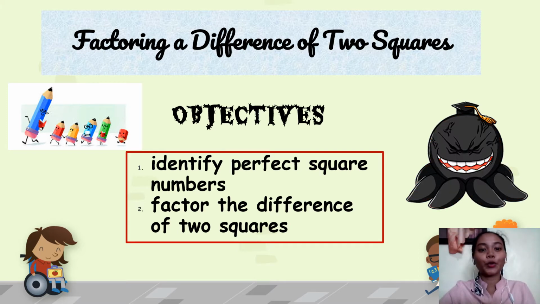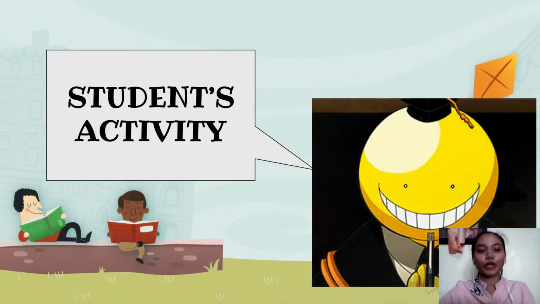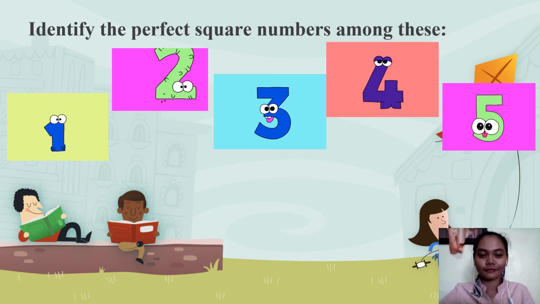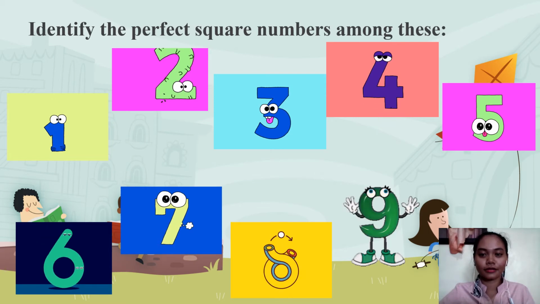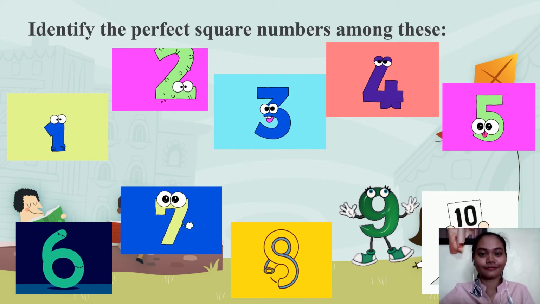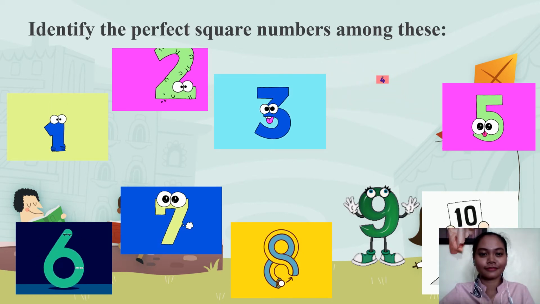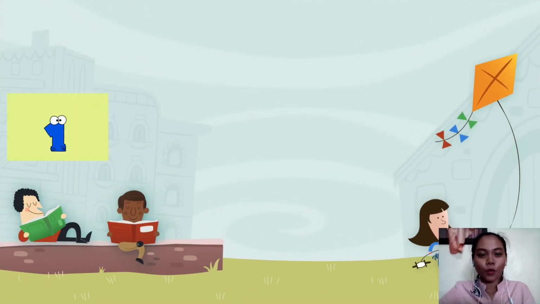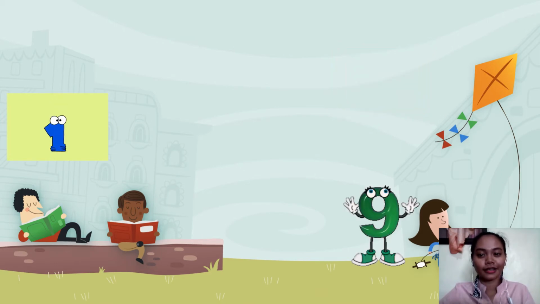Okay, so let's start with the student's activity. Identify the perfect square numbers among these. From 1 to 10, which among these are perfect square numbers? One, 4, and 9. So these are the numbers which are perfect squares between 1 and 10.